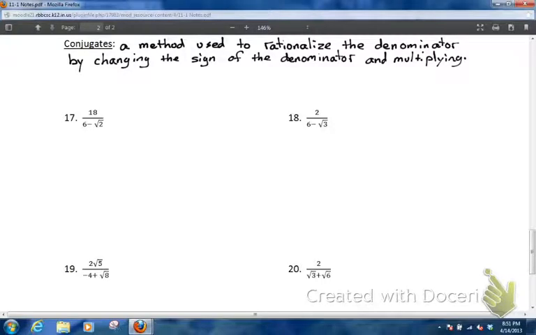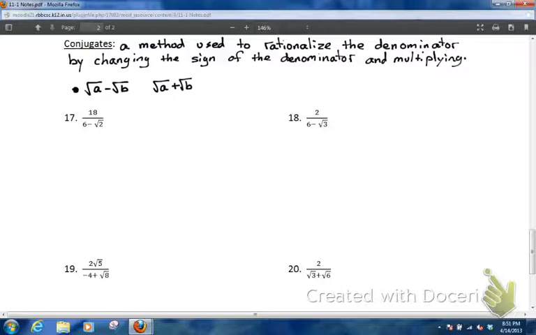Alright, so conjugates is a method used to rationalize the denominator by changing the sign of the denominator and multiplying. I'm going to put a little bullet point here and add this to your notes. An example: if I have the square root of a minus the square root of b, the conjugate of that is the square root of a plus the square root of b. And that's what a conjugate is.